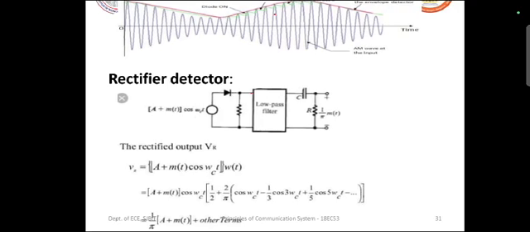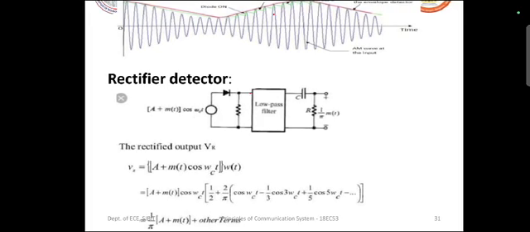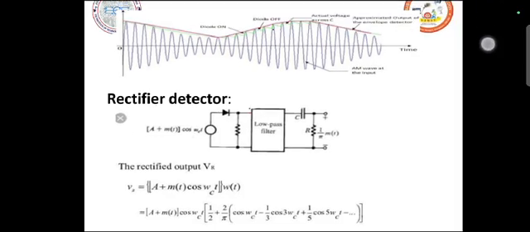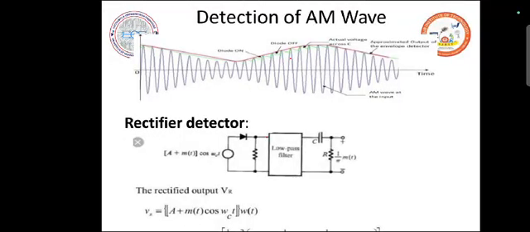So there is a mathematical definition also given to it. A times m of t, a plus m of t times cos omega ct, becomes the input to the detector. So we have written the equation for Vs, which is nothing but the modulated signal, and later on I can represent the diode with the equation which is written in the second part, which is this.